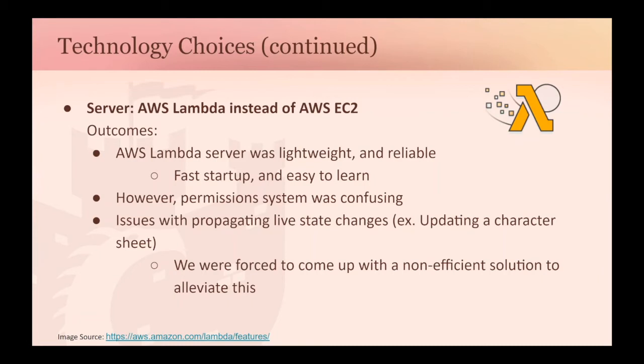Another issue that Lambda caused us was propagating live state changes. It wasn't able to do it properly, for example, updating a character sheet. So we were forced to come up with a non-efficient solution to fix it.